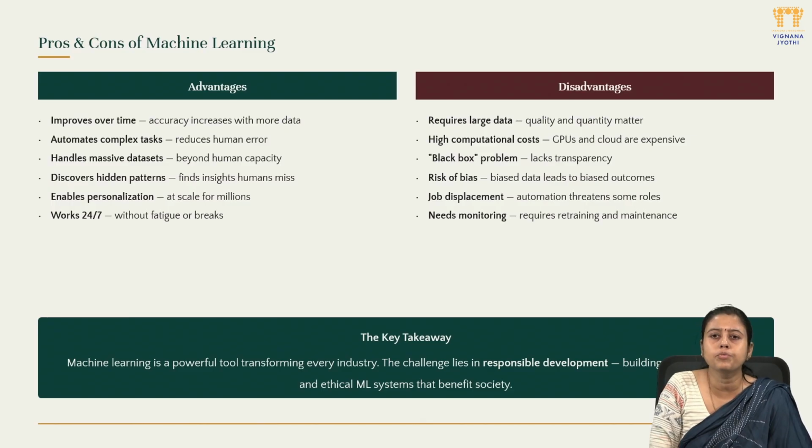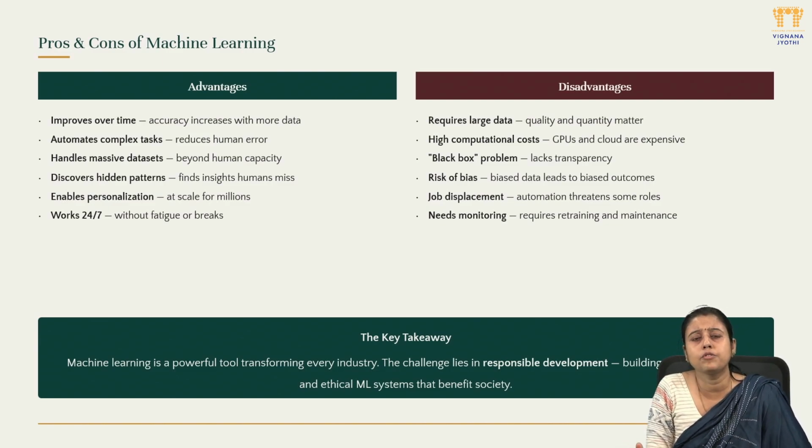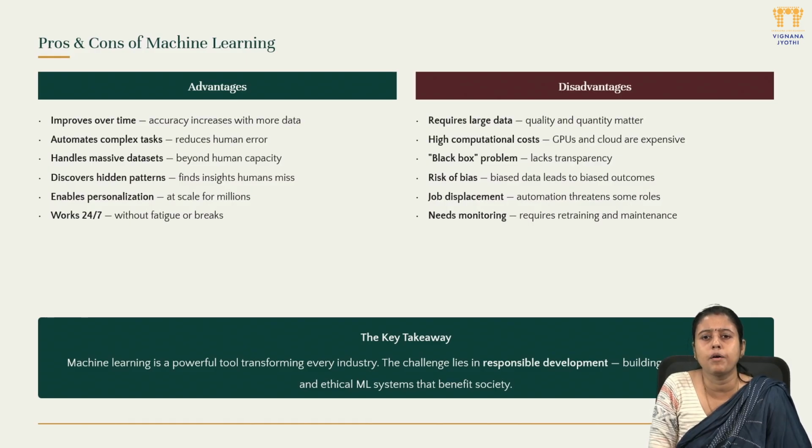Next, the black box problem. Sometimes we don't understand whether it is giving the correct answer or not. This is the transparency problem. There is also the risk of bias: biased input leads to biased outputs. Sometimes if you are using ChatGPT, it starts to hallucinate. This is a bias problem.